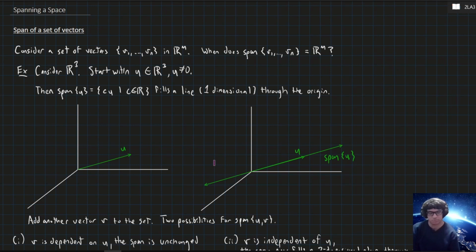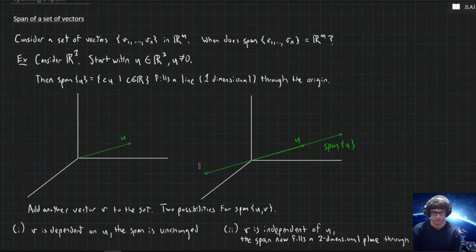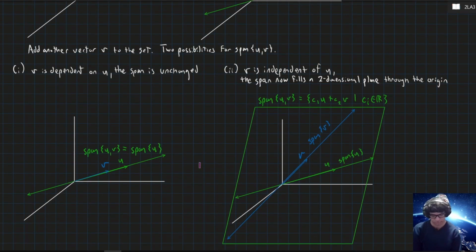Remember, we're trying to build a set that spans R3. So let's add another vector to our set of vectors and see what happens when we take the span of both of those vectors. We're going to add v to our set of vectors. And there are going to be two possibilities for what the span of u and v is going to look like. So here's the first possibility, possibility 1.